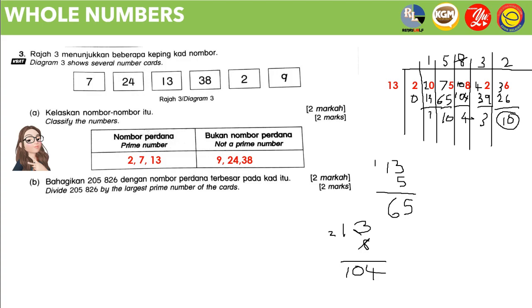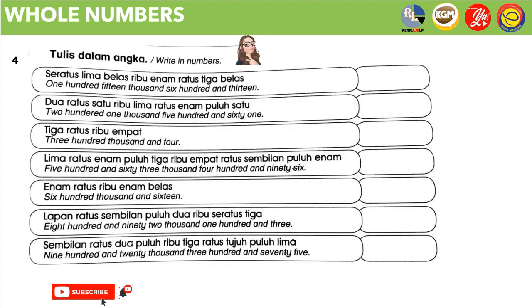Now let's look at the answer. Alright, 15,832, remainder 10. That's the answer. Number 4, write in numbers.